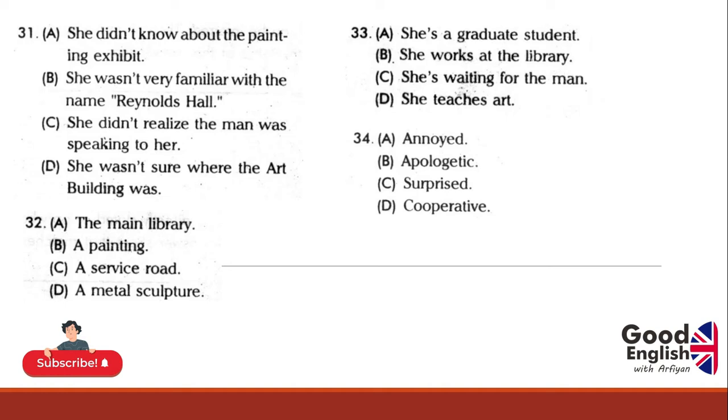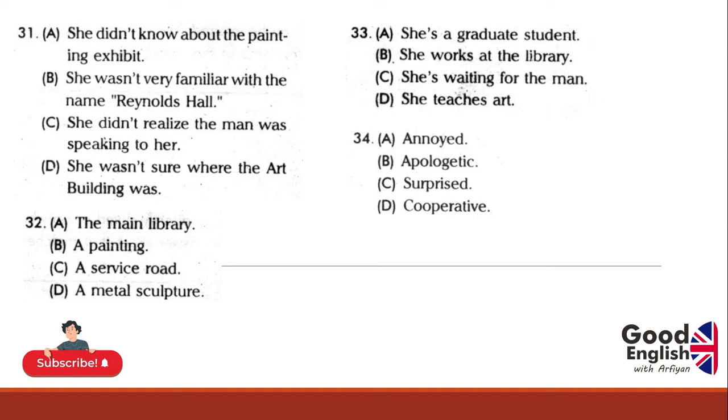Excuse me, I'm trying to find my way to Reynolds Hall. Reynolds Hall? I don't think I know where that is. I'm looking for an exhibit of graduate student paintings. The campus newspaper said it was in Reynolds Hall. Oh, now I know where you mean. Everyone on campus just calls that the art building. So how do I get there?